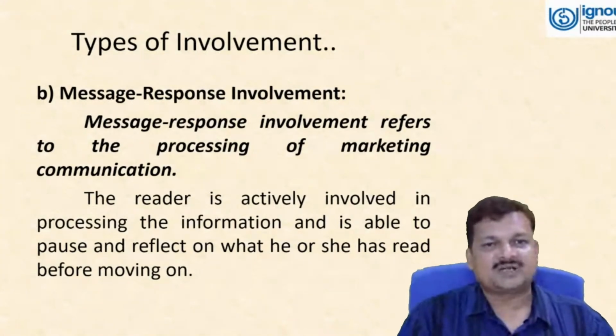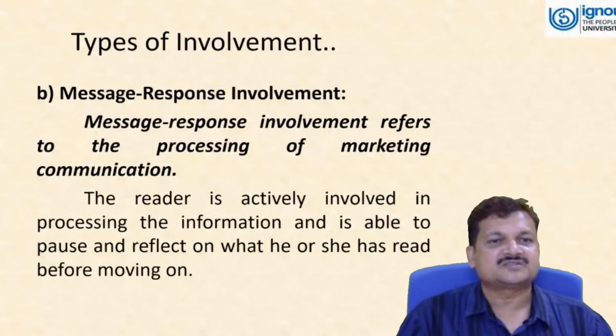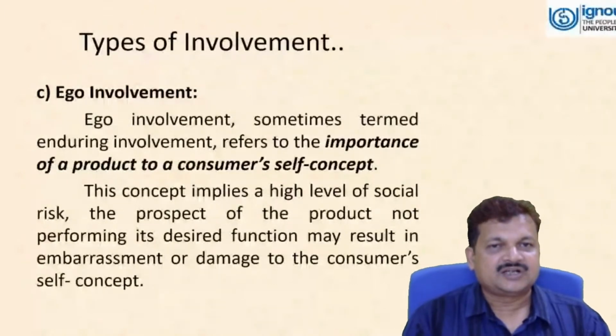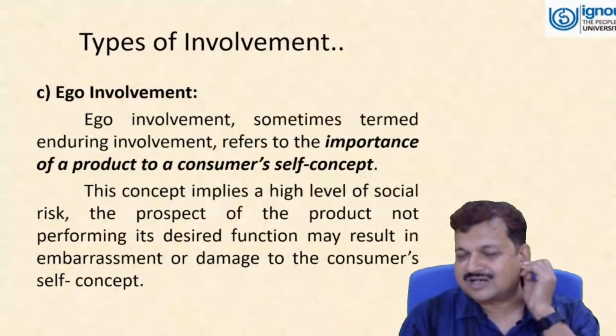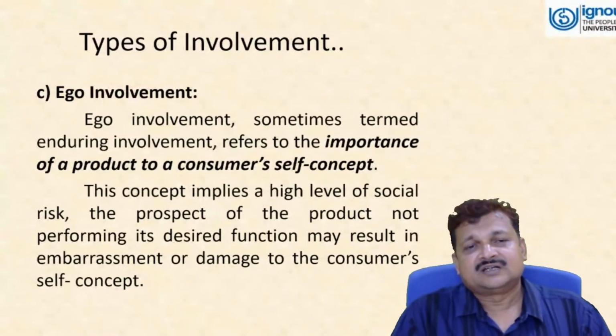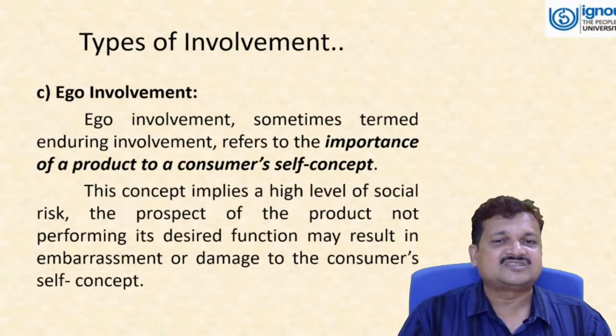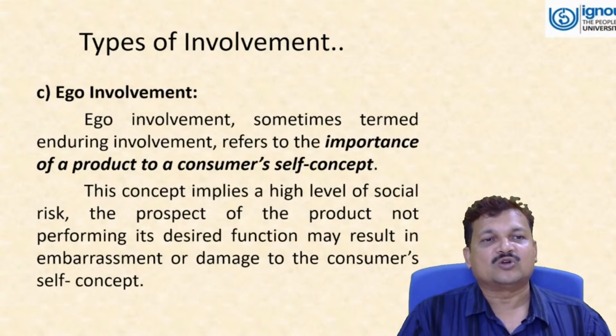Now, ego involvement. Sometimes your ego is involved on that basis, in what to see and what not to see. Ego involvement, sometimes called enduring involvement, refers to the importance of a product to the consumer's self-concept. Just like I can say that roadside dresses are available, low price dresses are available, but your involvement is not much. It is not matching your self-concept. So if it is not matching, your ego is hurt to select that particular product from the roadside, so then you may not have more involvement.